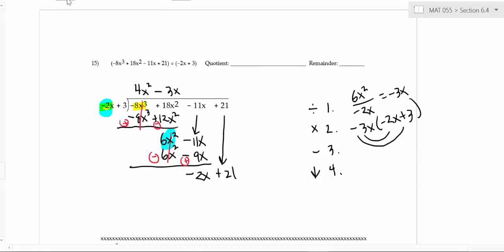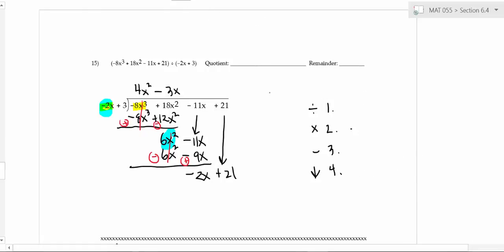Okay? All right, so let's finish up this last loop here. So what are we going to divide? Negative 2x divided by negative 2x. It's always the same. So what's negative 2x divided by negative 2x? 1. Okay, so we put a plus 1. Now we multiply. And you can multiply in your head. 1 times negative 2x is negative 2x. 1 times 3 is plus 3. Now you're ready to subtract and you're ready to get your remainder.